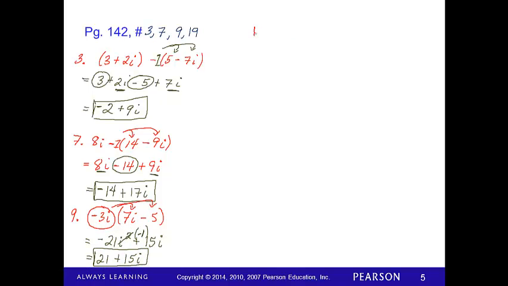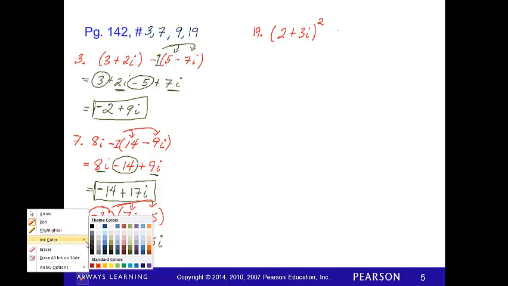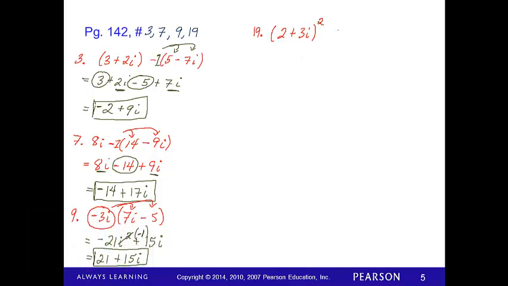All right, let's look at number 19. So we have 2 plus 3i, whole thing squared. Well, this square up here tells us to take this 2 plus 3i and multiply it by itself. So 2 plus 3i times 2 plus 3i. And then we can multiply it out by using FOIL, which is just saying each term in the first group is going to multiply each term in the second group.